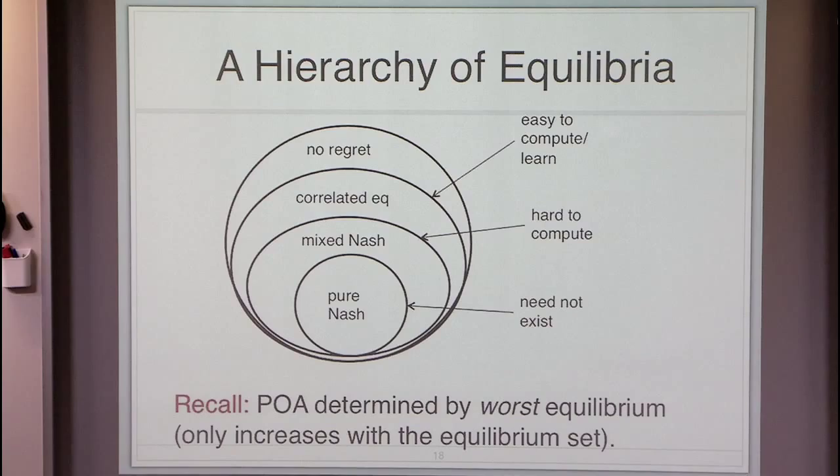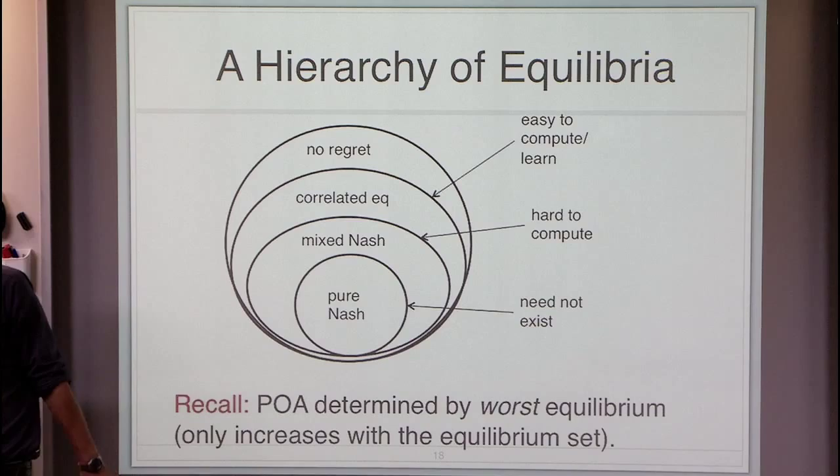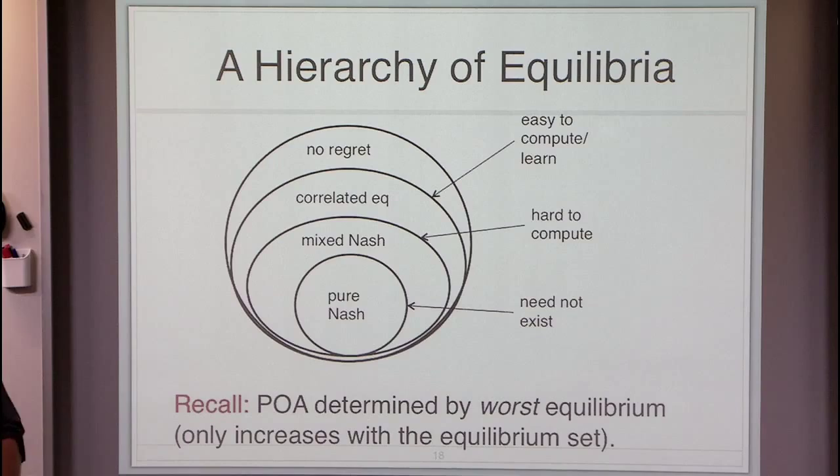The problem, of course, is that price of anarchy is a worst-case measure. It's governed by the worst of all of your equilibria. So the more things are equilibria, the worse your price of anarchy. It can only increase with the size of the equilibrium set, so it's only going to get bigger as you go up this Venn diagram.